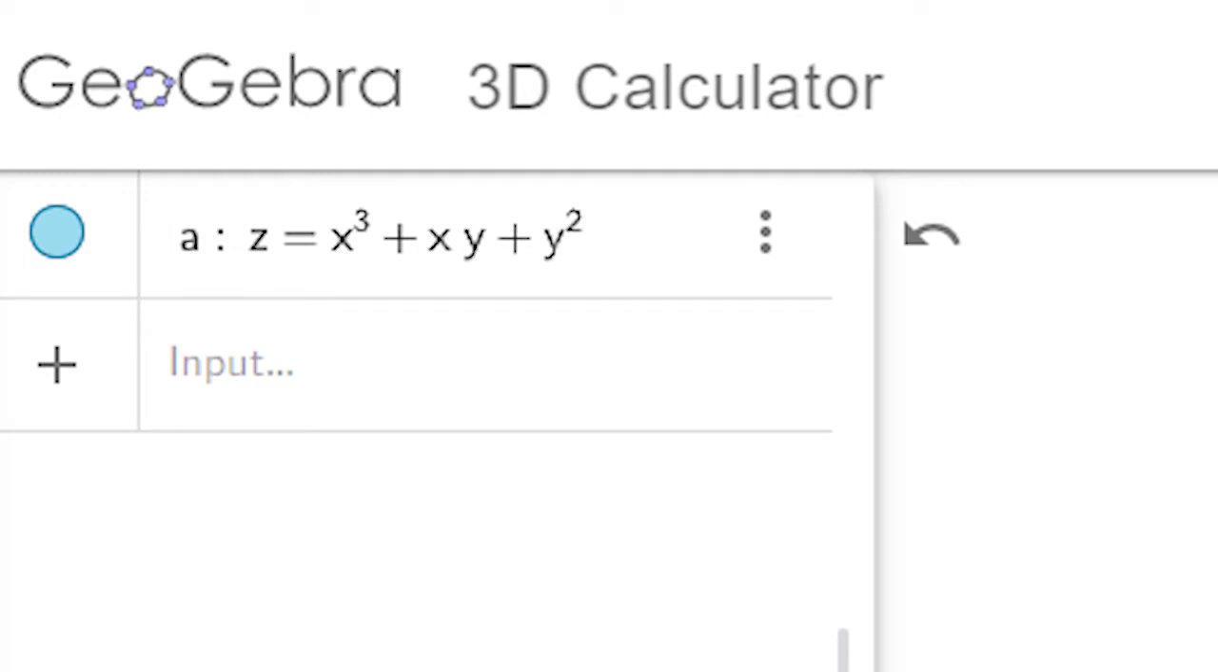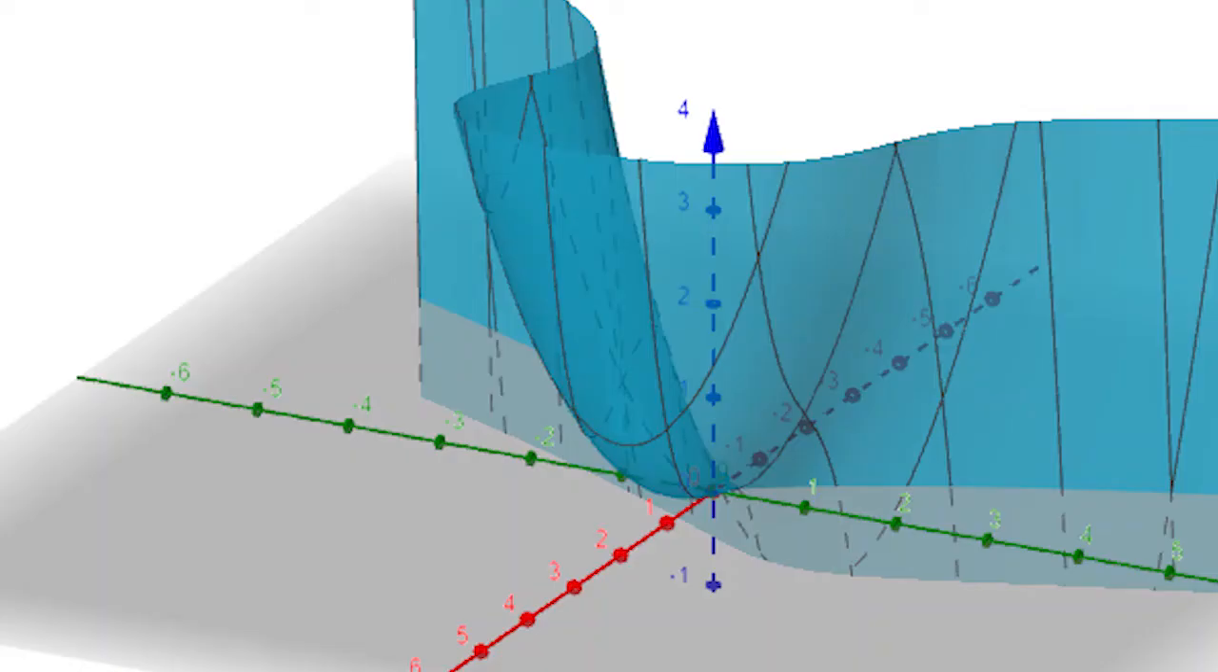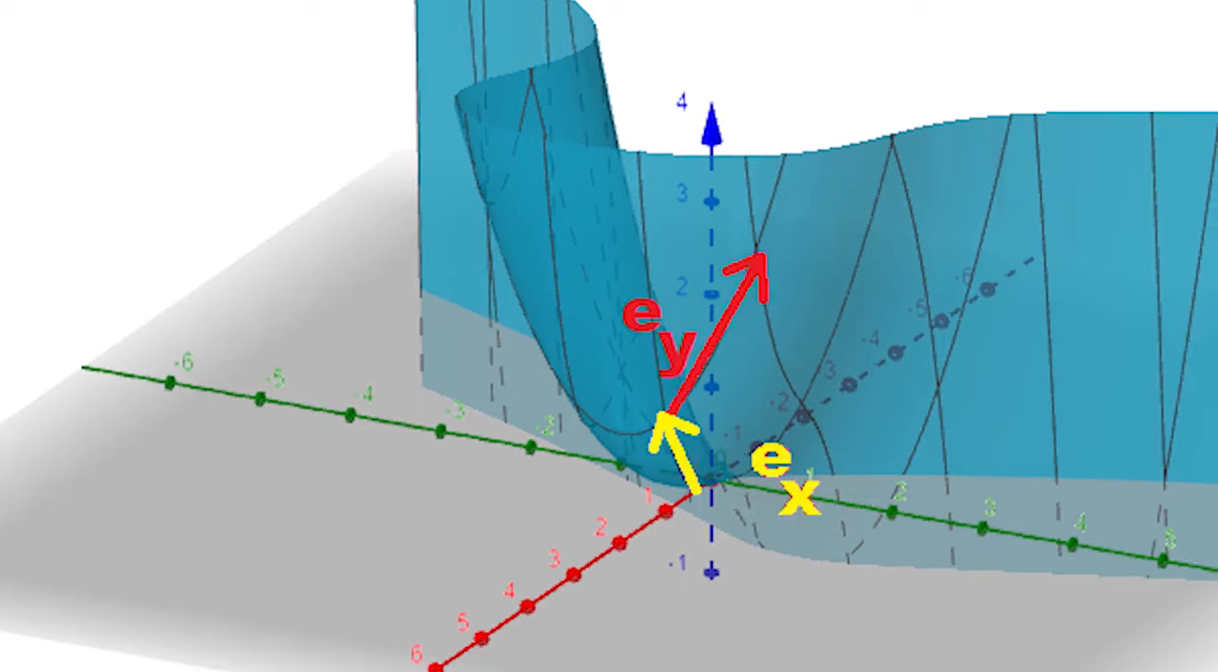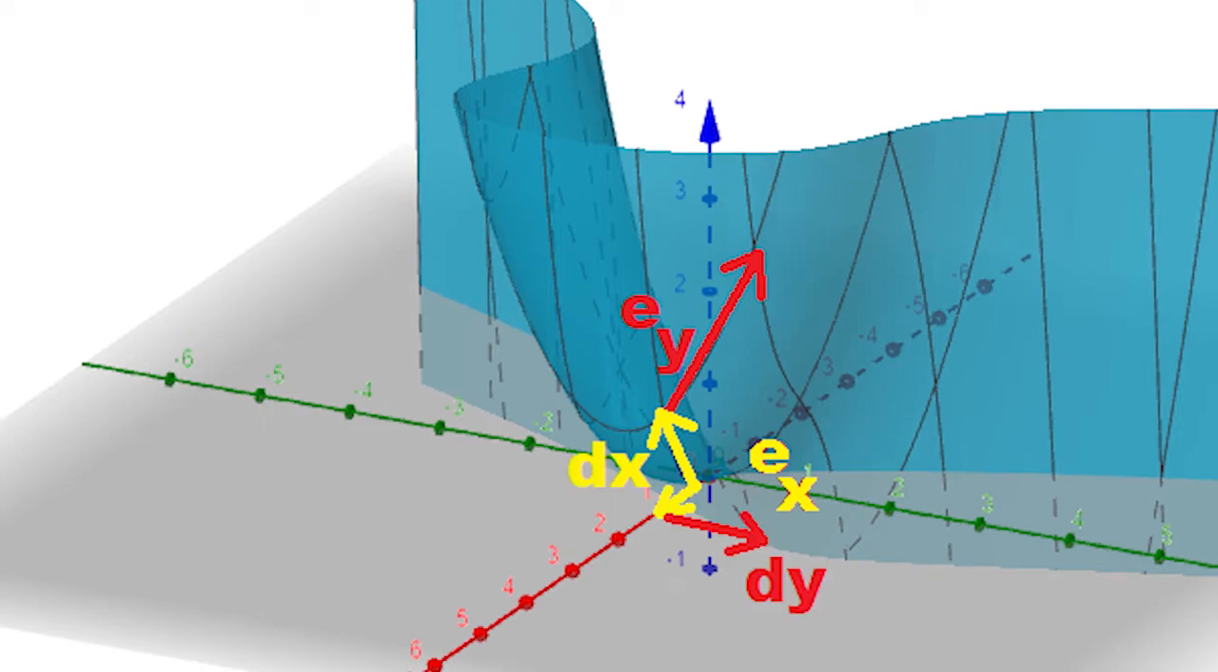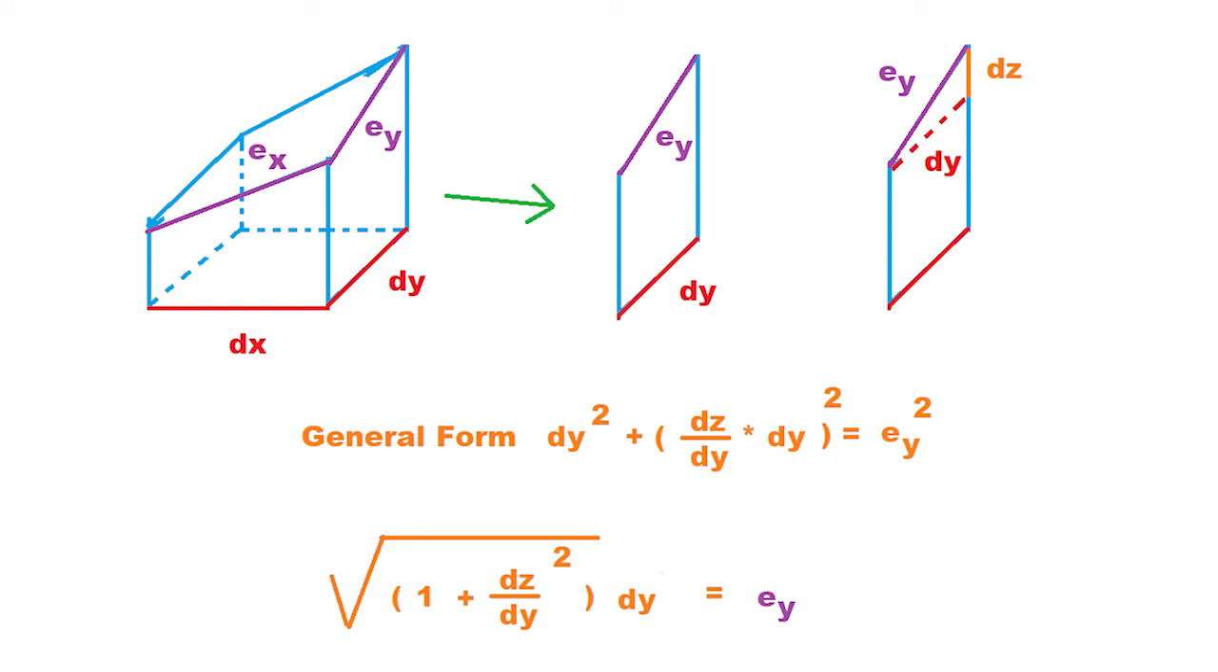Suppose we have the surface z equals x cubed plus xy plus y squared. This is a 3D surface. But how can we find functions for ex and ey here, the varying distance vectors between points on the surface? We work with perpendicular cross-sections and use the Pythagorean theorem.